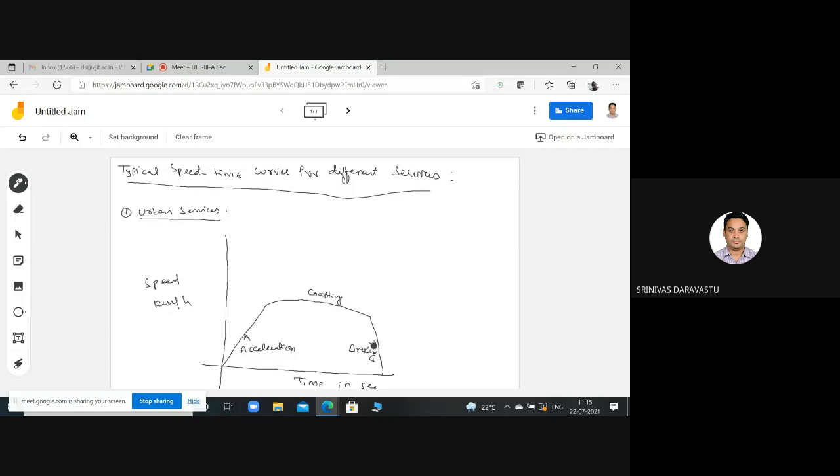Why? There are frequent stops. There are frequent stops for urban and suburban services. And there is no free running period.